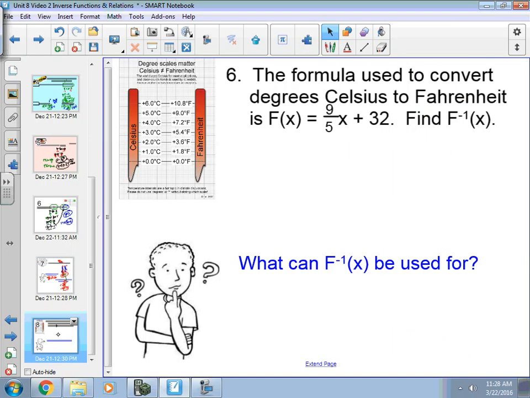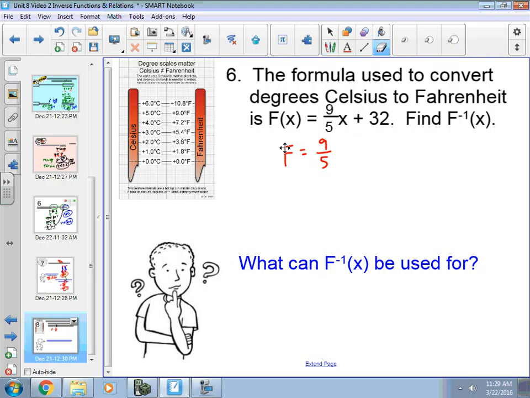Okay. Next one, number 6. The formula used to convert degrees Celsius to degrees Fahrenheit is shown. Find the inverse of this function. Okay, so we got this equation, F equals 9/5 x plus 32. We want to solve for x. So first thing on this one, I'm going to switch to this here.